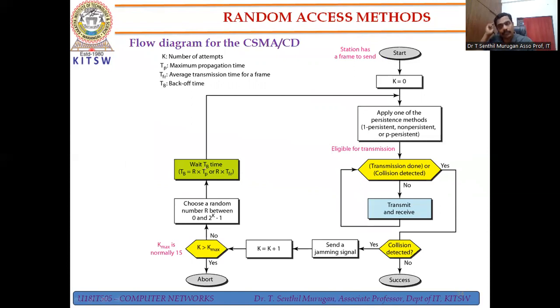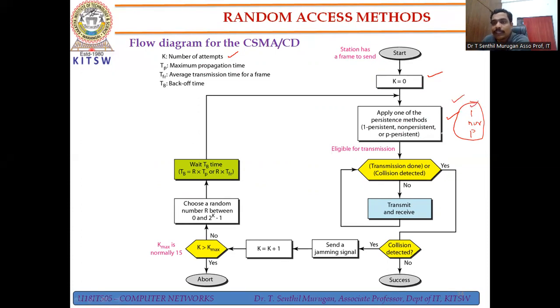So see this flow diagram here. You can easily identify it with the CSMA CD technique. Initially the K value is 0. K means the number of attempts. So initially there is no attempt. The session has the frame to send. Apply one of the persistent methods. We know 3 methods: one persistent, non-persistent, and P persistent. We can apply any one of the techniques.